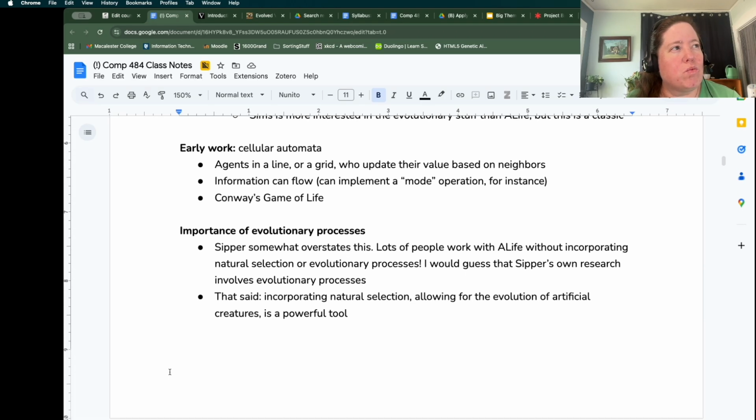The earliest work in artificial life was in cellular automata. So Conway's Game of Life is often pointed to as a very, very simple early example of artificial life. In Conway's Game of Life, you have a grid, and in each cell of the grid is a little agent, and that agent decides whether it's alive or dead, activated or not activated, based on how many neighbors it has at the previous time step.